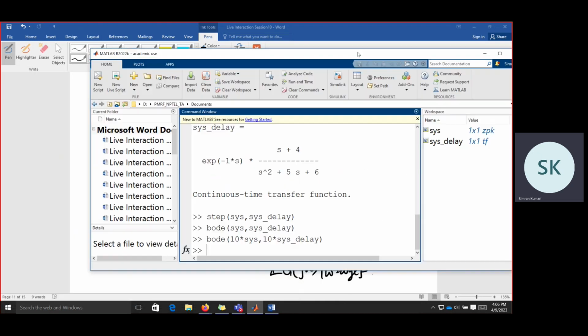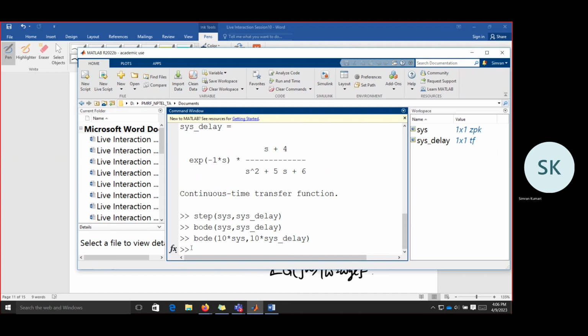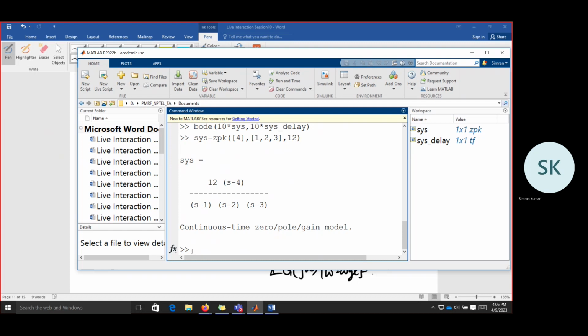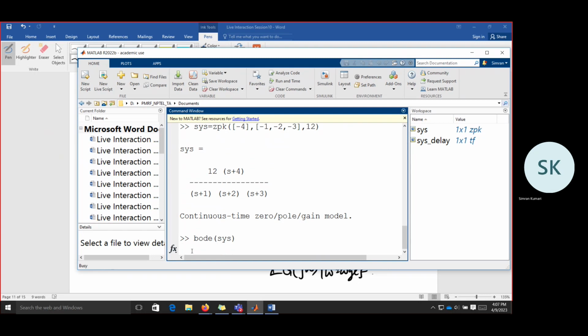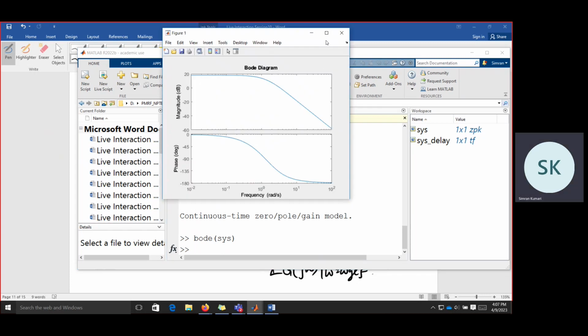Let us see what the phase margin is. So we have a system which is ZPK, with zero 4, poles 1, 2, 3, and gain 12. Oh, sorry, the right option. That's the next question. Okay. We have this Bode plot.